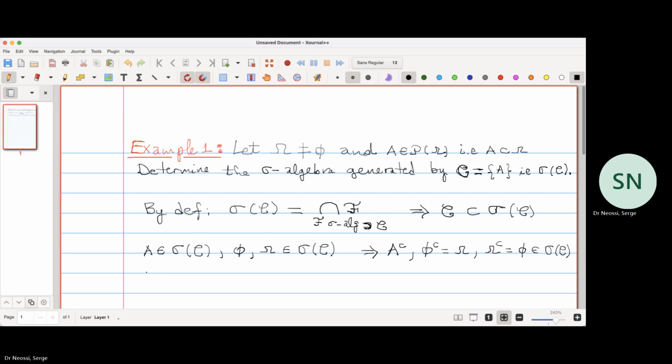So from all this, we can say that the set made of the empty set, omega, A, and A complement, this set, which we denote by calligraphic F, is contained in the sigma algebra generated by C.